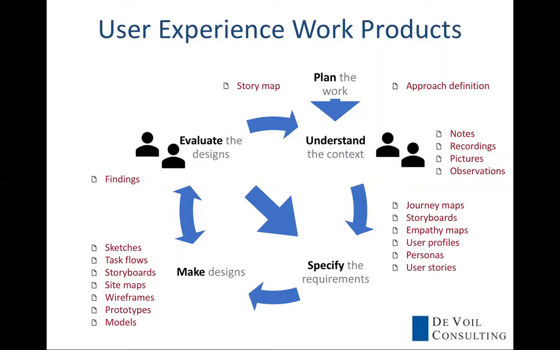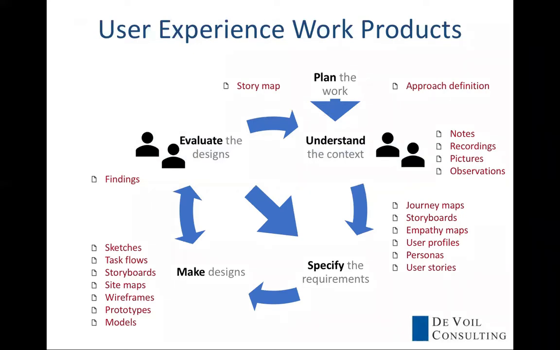Then in the specifying requirements stage, I've just put down a few types of things that people might do here, but there are an awful lot of them. We don't have time to discuss them in detail. Journey maps, storyboards, empathy maps, user profiles, personas, and something that perhaps will be more familiar to BAs, user stories. And those things form the basis for the next stage, which is making designs. But remember that I said you may have the requirements wrong. I think it's important to remember that.